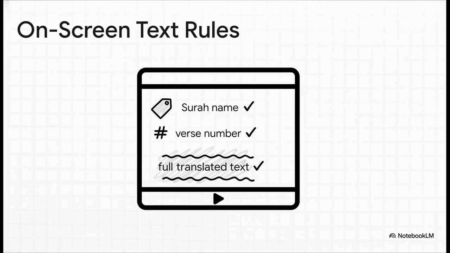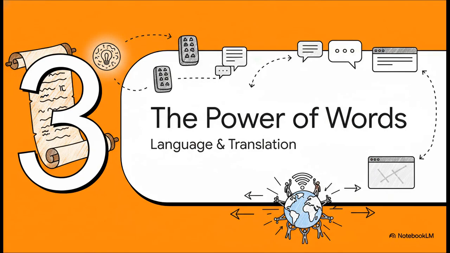Period. Beyond that one absolute rule, there are also some really strict requirements for how text is presented. To make sure everything is completely clear and transparent for you, the viewer, every single verse that's mentioned must be displayed on screen with its full translated text, the chapter or surah name, and the precise verse number. No exceptions.